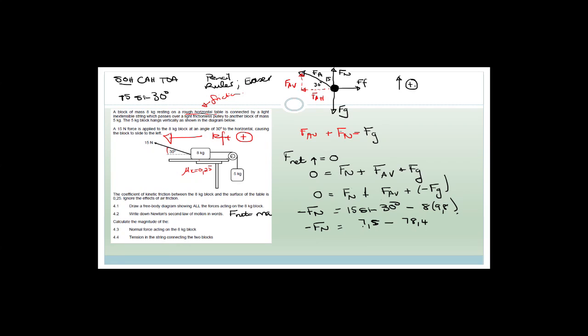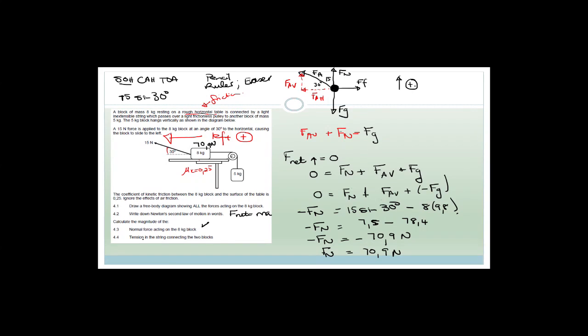So 78.4 minus 7.5 is 70.9. So minus Fn is equal to minus 70.9 newtons. Therefore, the normal force is 70.9 newtons. So this normal force is 70.9 newtons, that one there. Okay, right, now we've done that.